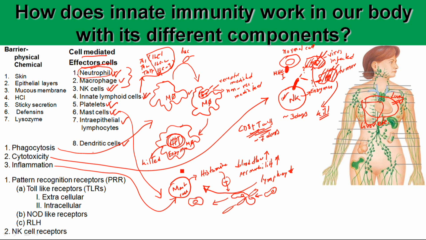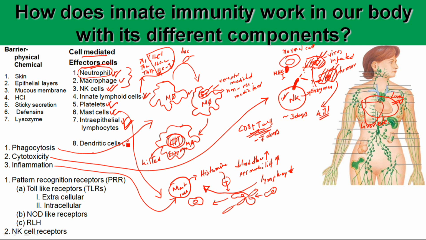Then comes the intraepithelial lymphocyte. They reside in the epithelial barrier, especially inside between two epithelial cells. That's why they are called intraepithelial lymphocytes. They are like lymphocytes or T cells, but they do not need activation like the T lymphocyte. They can instantly release cytokines and kill the virus or bacteria very quickly. So they are very important in the innate immune response.